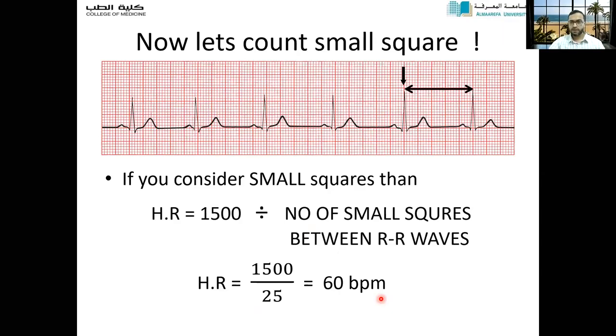So this is very simple, but the question comes: when will you select the big squares and when will you count the small squares? What was the first step? The first step was to pick the R wave which falls on the darker line and count the distance to the next R wave. If the next R wave is falling on the darker line, luckily, then you count the larger squares. But if the second R wave is falling somewhere in between, not on the darker line, then it is better to select the small squares. This is the criterion for counting the larger squares or smaller squares.